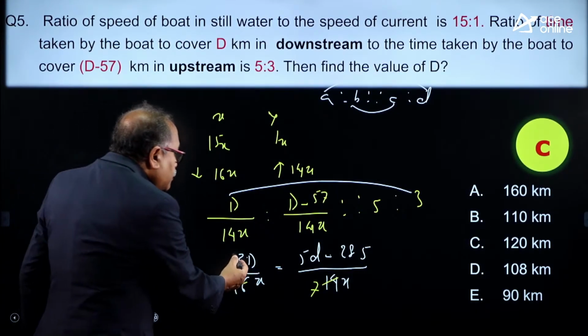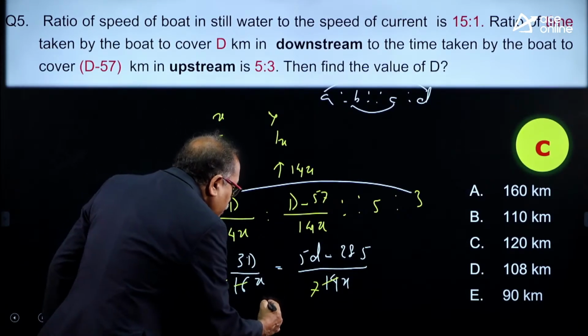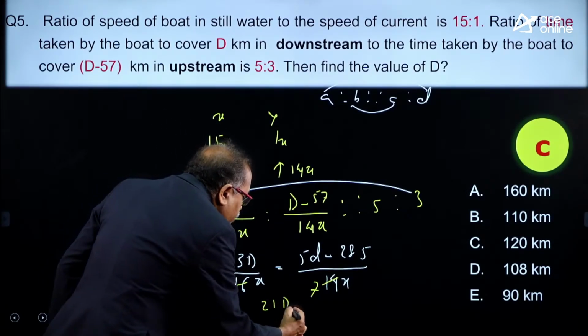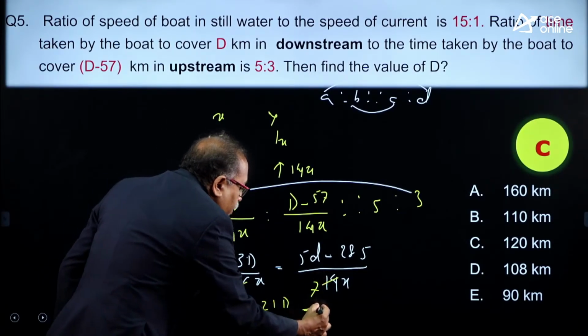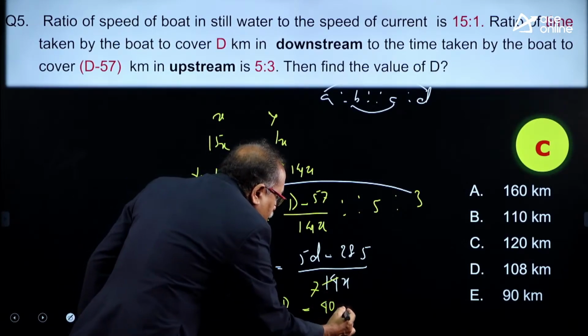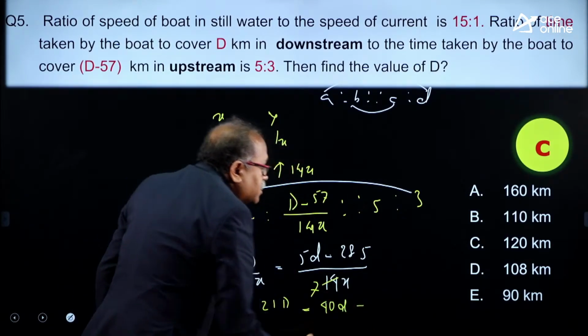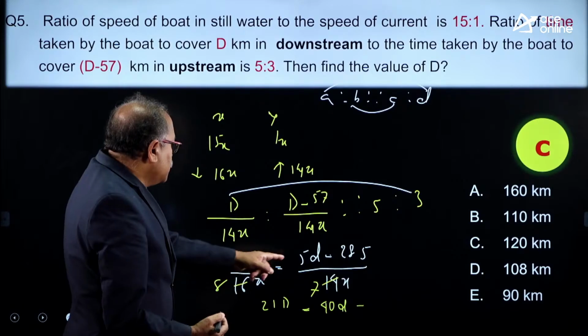So a small calculation here, 7 times 3 is 21. So 21d is equal to 8 times 5 is 40, that is 40d, and minus the product of this number.